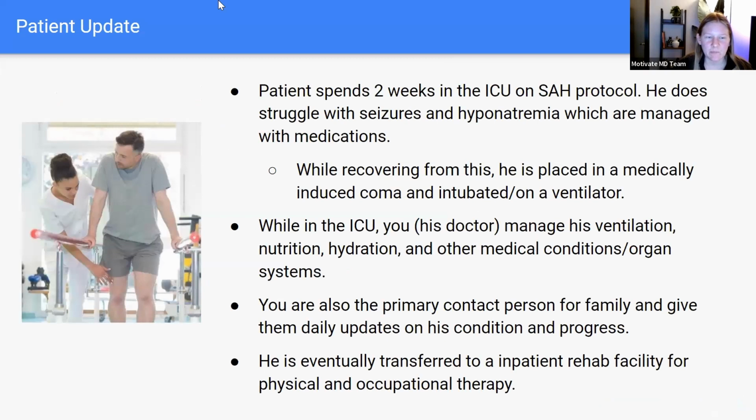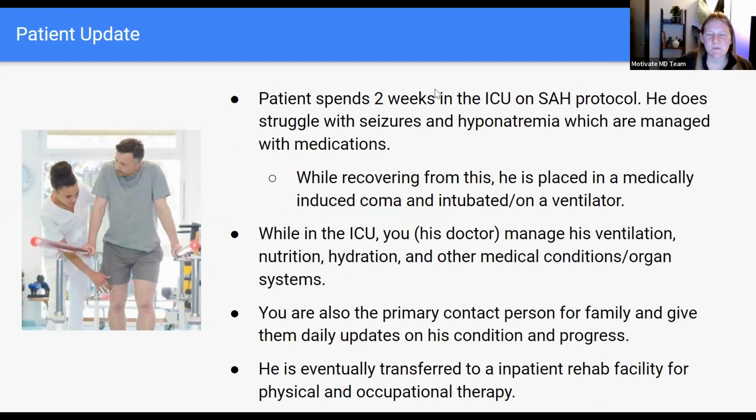So a quick patient update, because I like to have closure with people. Our patient spends 2 weeks in the ICU on subarachnoid hemorrhage protocol, and he does struggle with seizures and hyponatremia, or low sodium, throughout his stay in the ICU, which we manage with medications. And while recovering from his brain bleed, he is placed in a medically induced coma and is also intubated and is breathing on a ventilator.